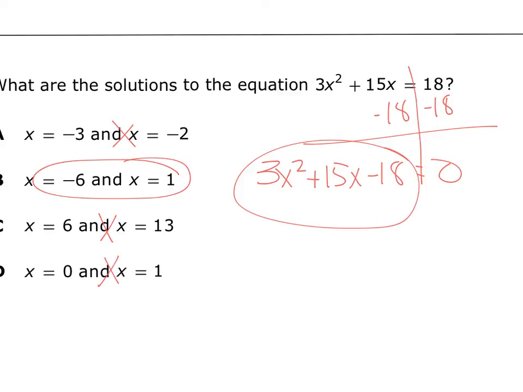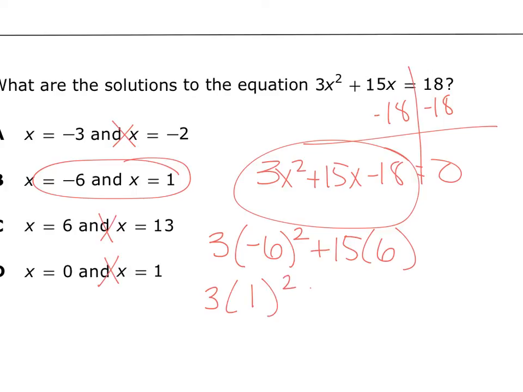And again, you can actually plug these numbers in, like I would do 3 times negative 6 squared plus 15 times negative 6, and do the same thing with the 1. And you want to see that they both would give you 18. So you don't have to graph this one, but if you can move the 18 over, then it's easier to do it that way.